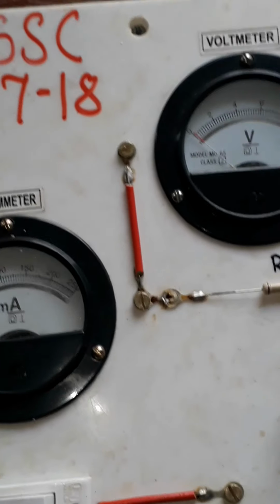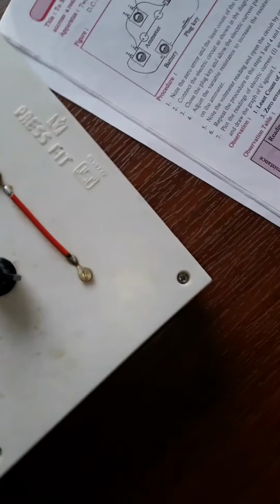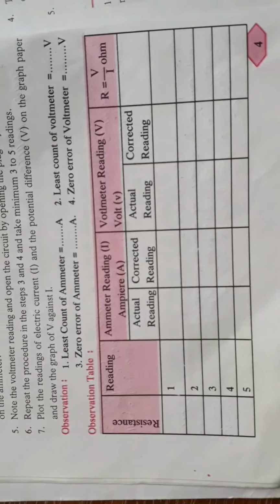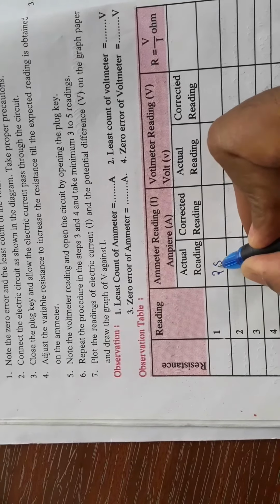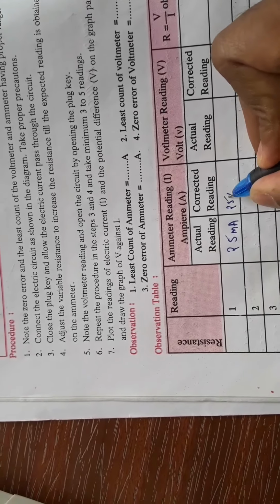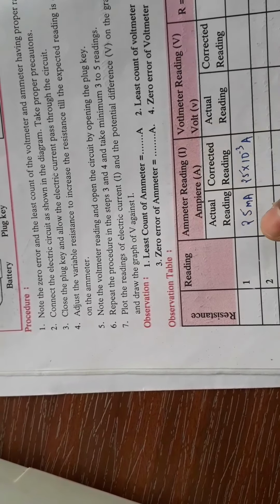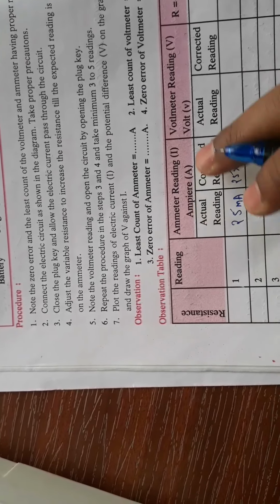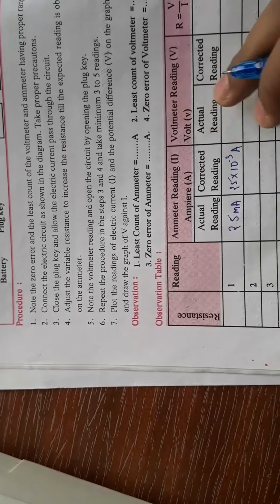So here, first reading: let us take 25 milliampere. In the second column we will multiply by 10 raised to minus 3 so that it is converted to ampere. Now the actual reading and corrected reading columns we don't have to use, we are taking the actual reading only, which is the corrected reading. Voltmeter also we will take a single reading only.